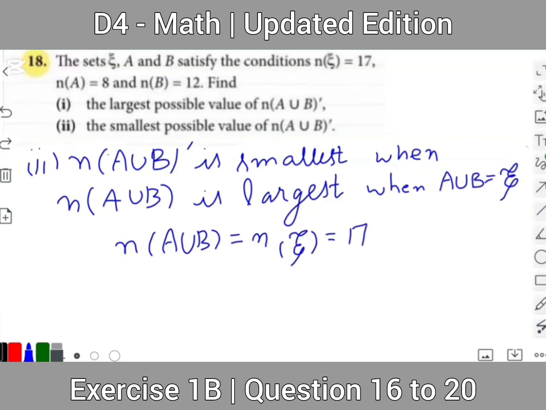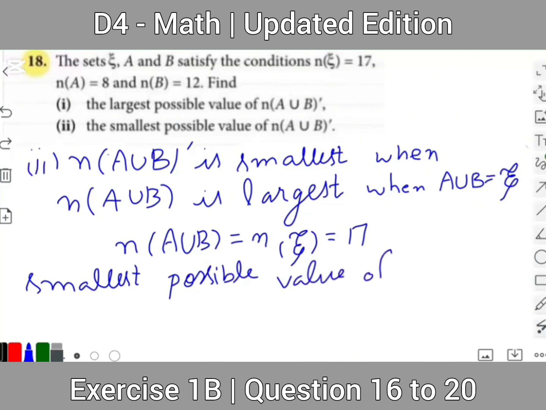So now the smallest possible value of n of (A union B) whole complement will be equal to 17 minus 17, and that will be equal to 0. So the smallest possible value of n of (A union B) whole complement is equal to 0.